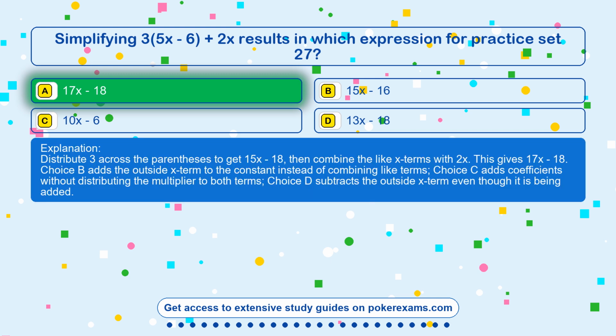Distribute 3 across the parentheses to get 15x minus 18, then combine the like x terms with 2x. This gives 17x minus 18. Choice B adds the outside x term to the constant instead of combining like terms. Choice C adds coefficients without distributing the multiplier to both terms. Choice D subtracts the outside x term even though it is being added.